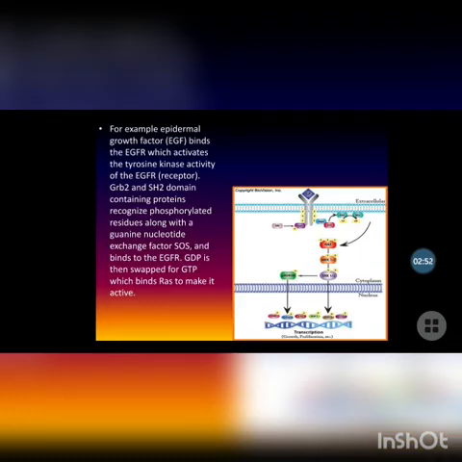For example, epidermal growth factor, that is EGF, binds the EGFR, which activates the tyrosine kinase activity as shown in the figure. So GRB2 and SH2 domain containing proteins recognize the phosphorylated residues along with a guanine nucleotide. Then binding to the EGFR takes place. Here again the GDP is then swapped for GTP, which binds RAS to make it active. So this is basically a cascading process which is explained in the particular figure here.